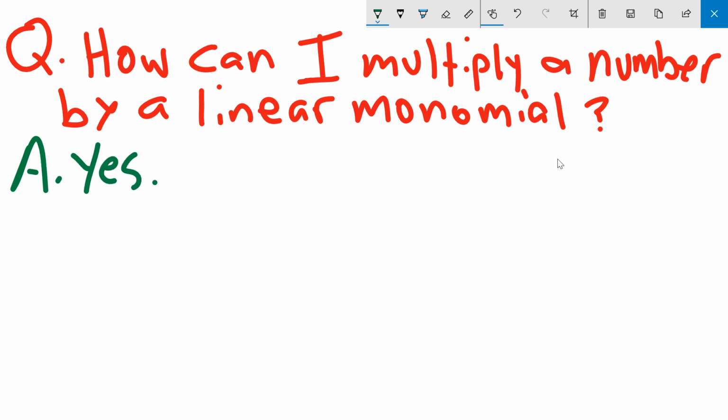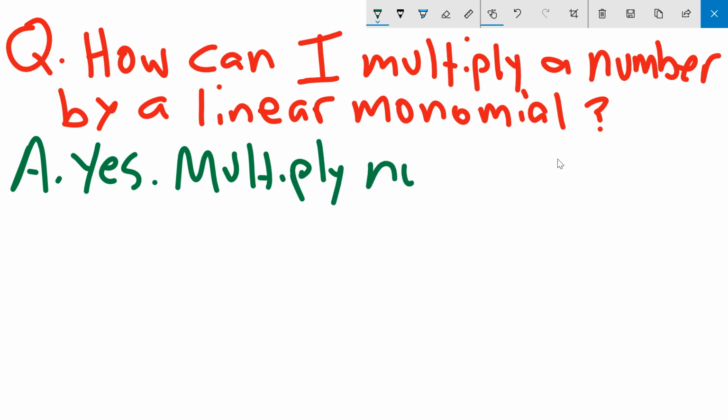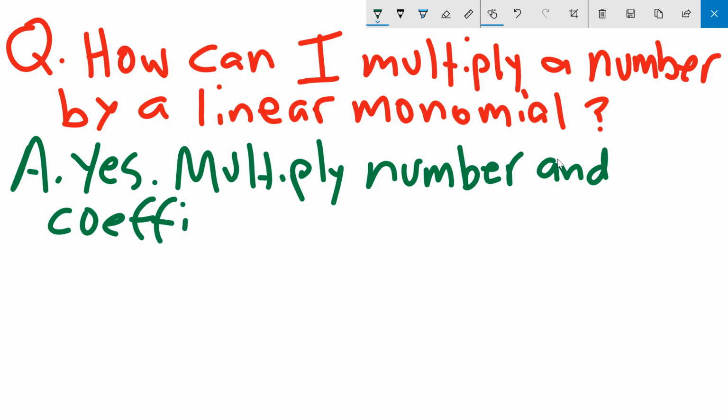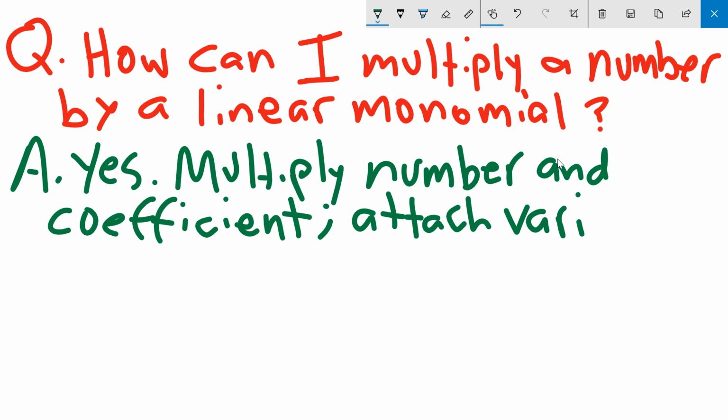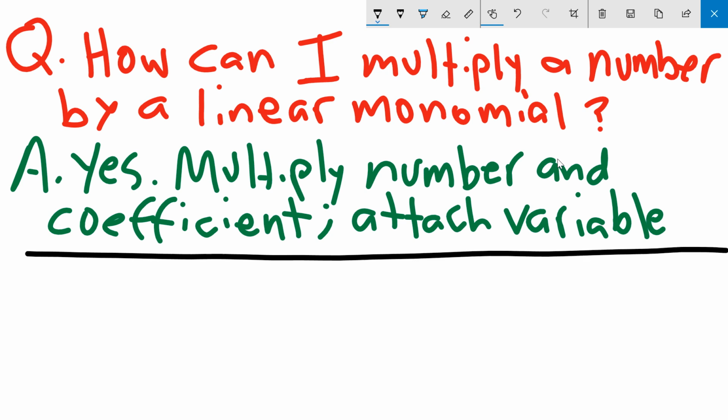And here's how. We're going to multiply the number and the coefficient. And then we're going to attach the variable. Okay. So back to our expression.